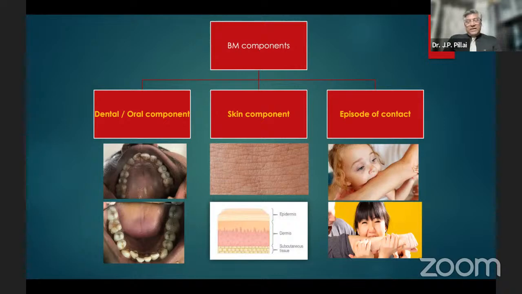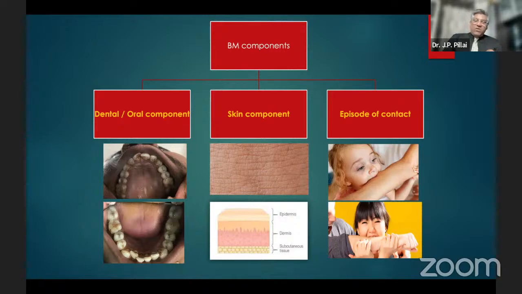The arch pattern and the teeth arrangement will also give a very clear-cut indication whether it is by a child or by an adult. The intercanine distance will be very useful in differentiating the adult bite mark and a child bite mark. So that's again the dental component, the arrangement of the teeth. Sometimes the rotation of the teeth, the angulation of the teeth, the interdental embrasure, spacing, all those things constitute the dental component in the bite mark investigation.